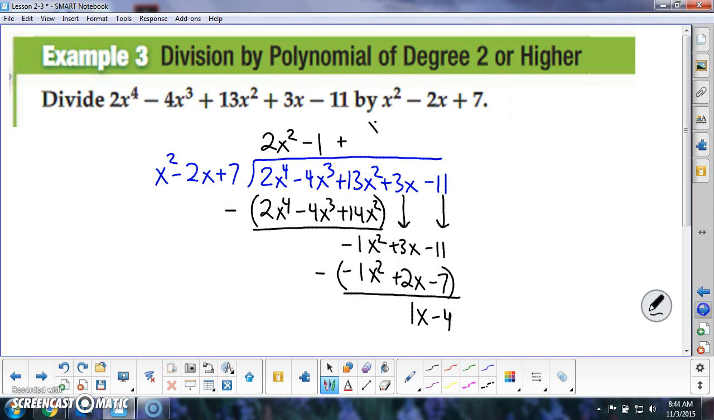So I put that remainder, x minus 4, over the divisor, x squared minus 2x plus 7. There is my solution, my quotient I get when I divide those two polynomials. 4th degree divided by 2nd degree gives you a 2nd degree quotient with a remainder of x minus 4.